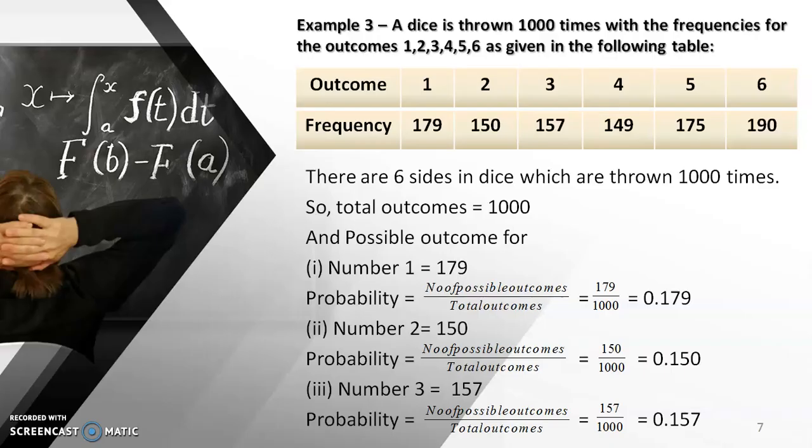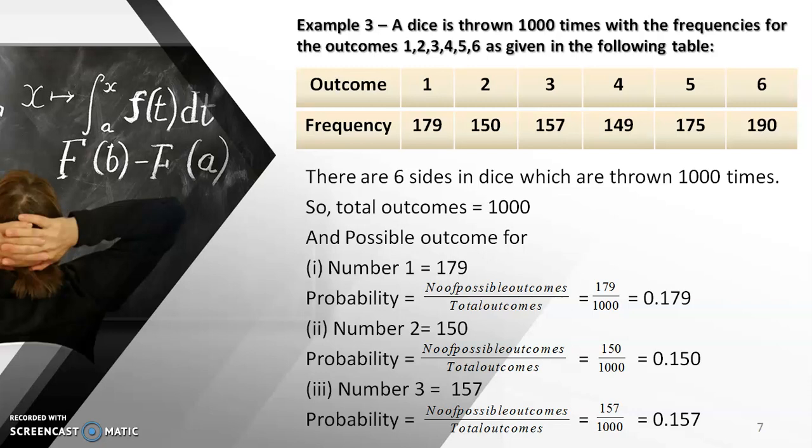Go to the next. It's example 3. A dice is thrown 1000 times with the frequencies. Frequencies means possible outcomes for the outcomes 1, 2, 3, 4, 5 and 6 as given in the following table. Here outcomes are 1 to 6 and frequencies, means possible outcomes, are 179, 150, 157, 149, 175 and 190.